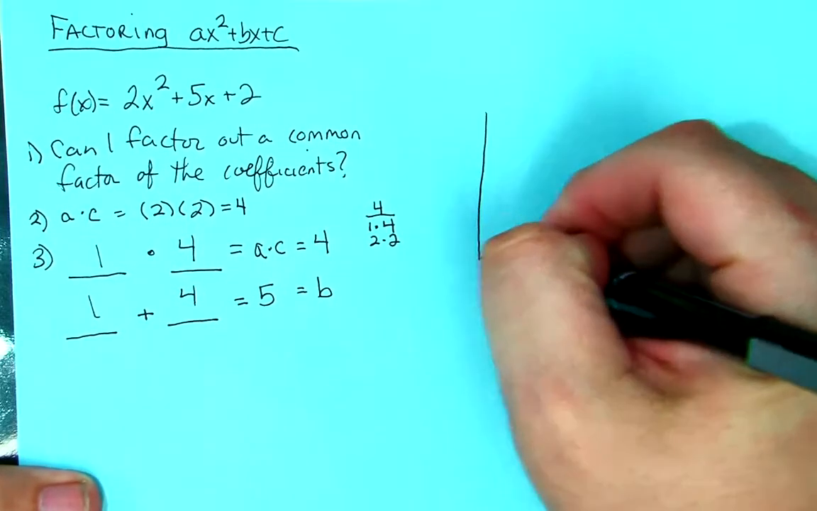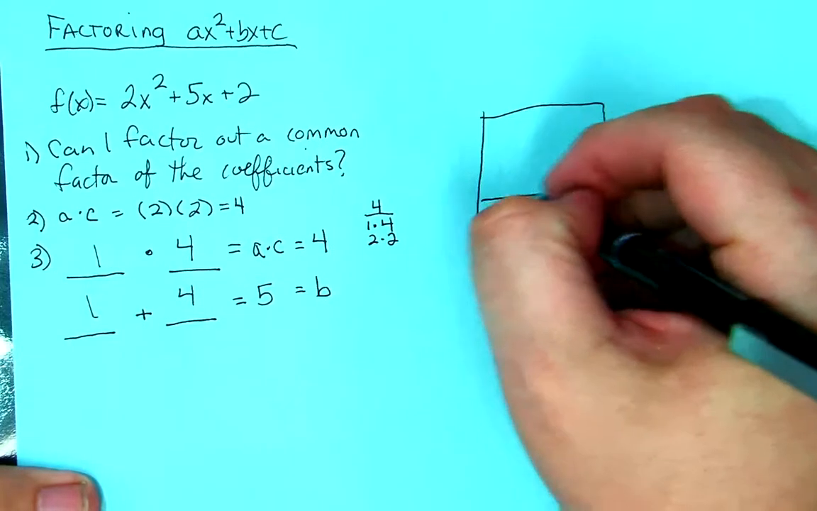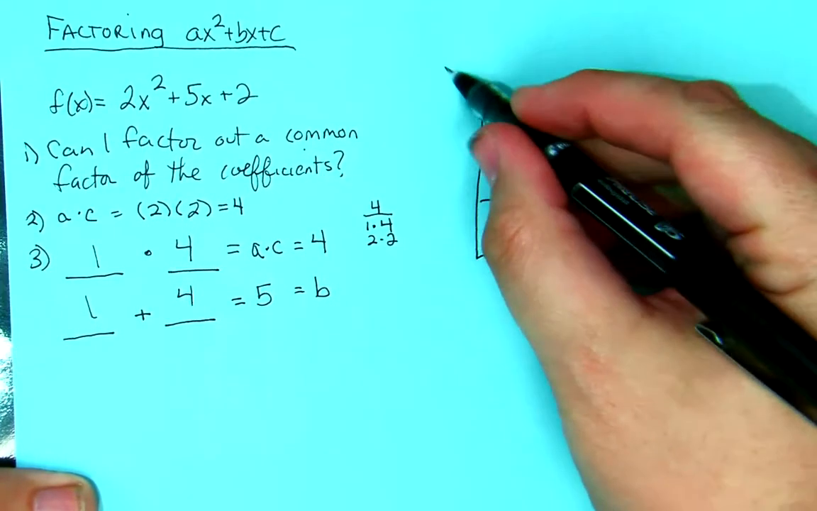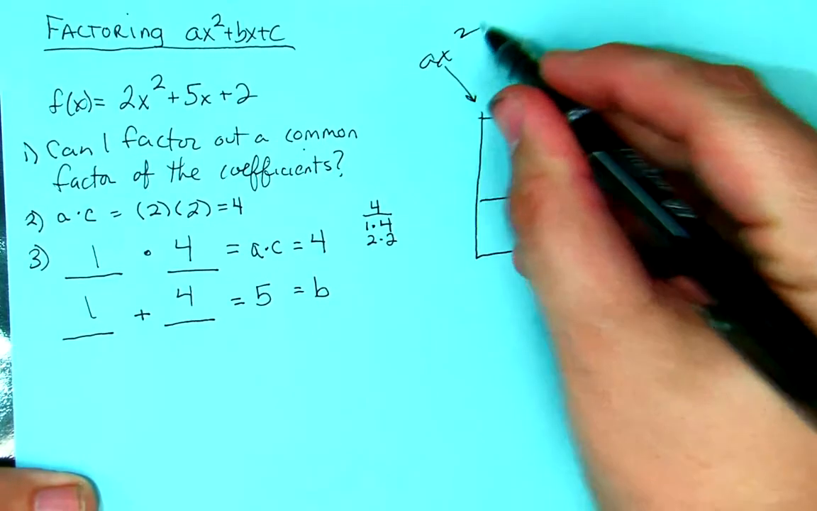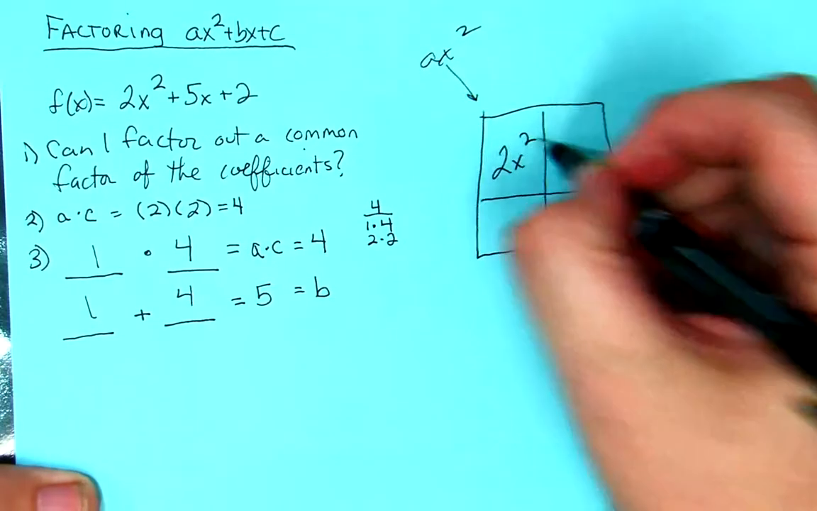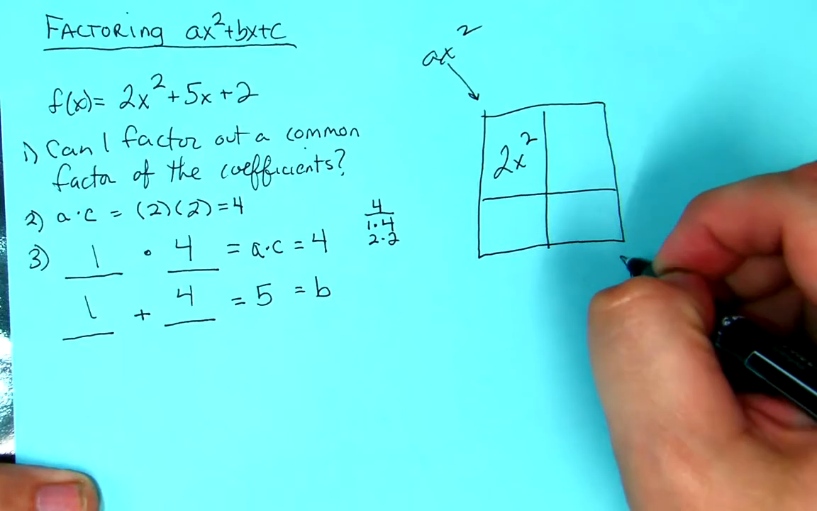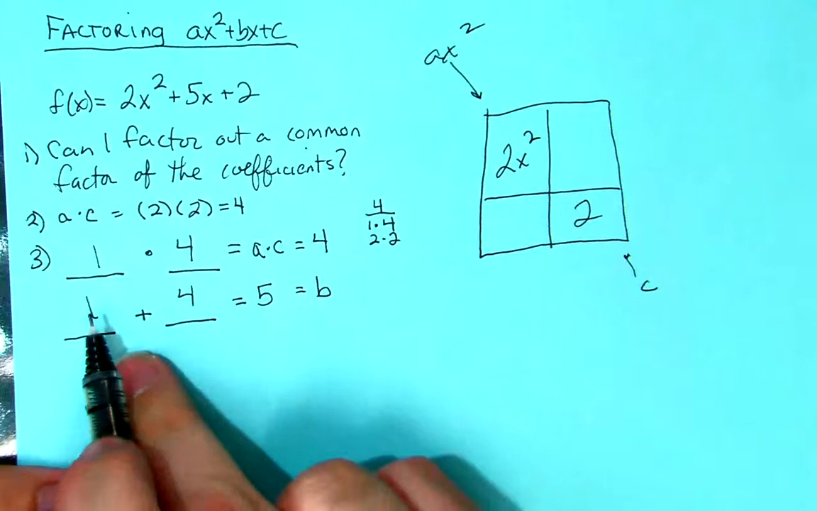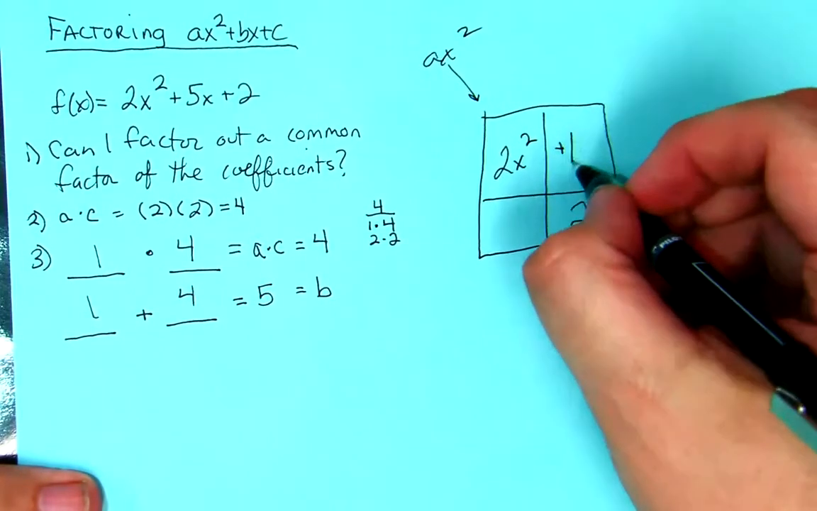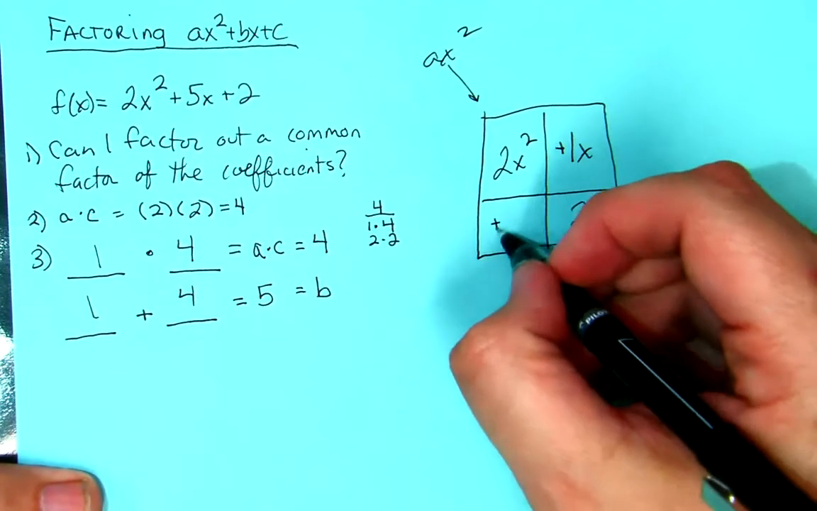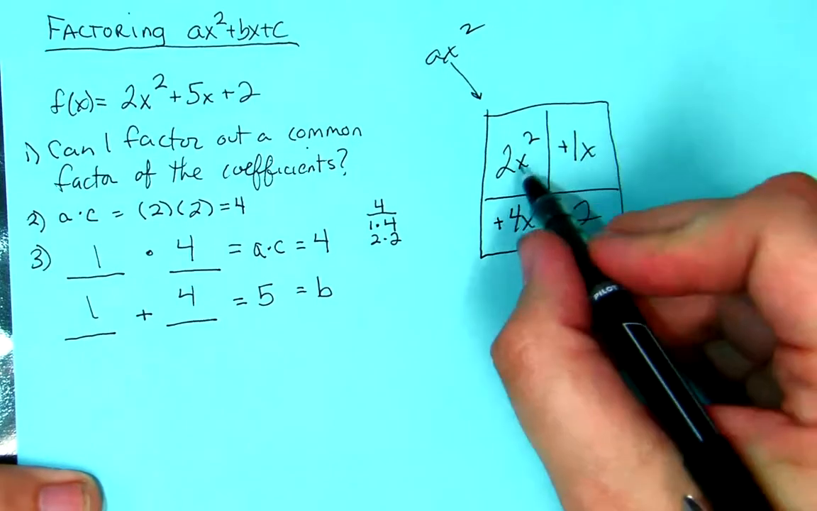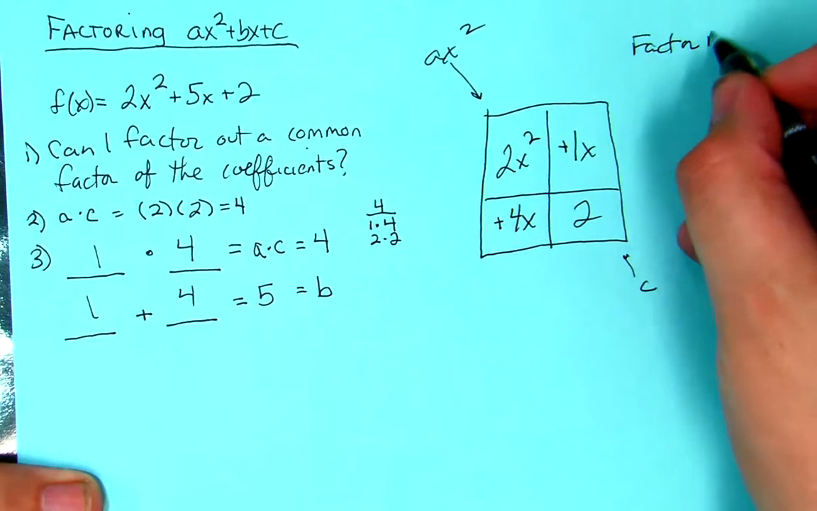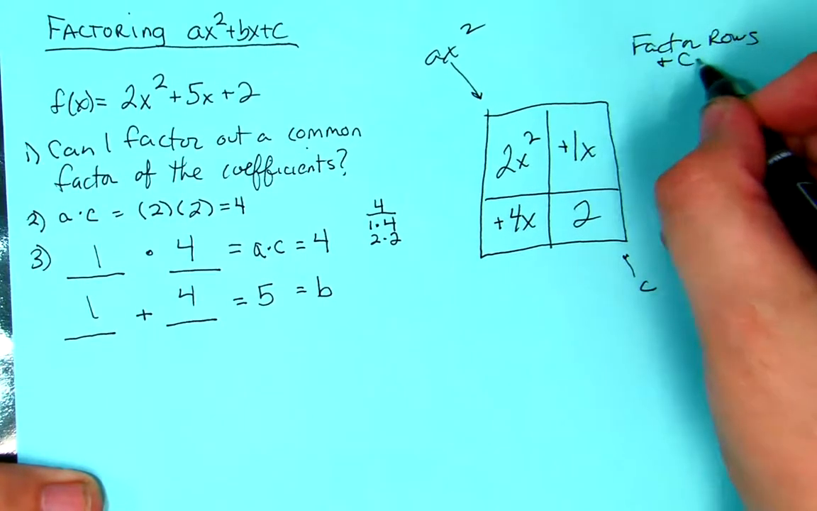I'm going to create a box now. In this box, I'm going to put my ax squared, which is 2x squared. In this box over here, I'm going to put my c value, which is 2. Since I have a 1 and a 4, I'm going to change this to plus 1x and plus 4x. And now I'm going to factor across the rows and columns.